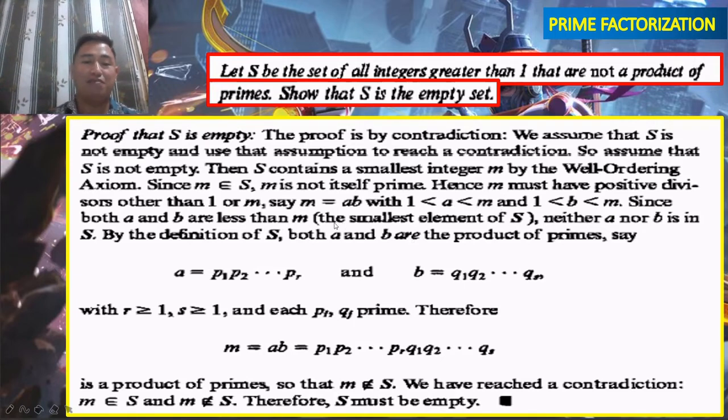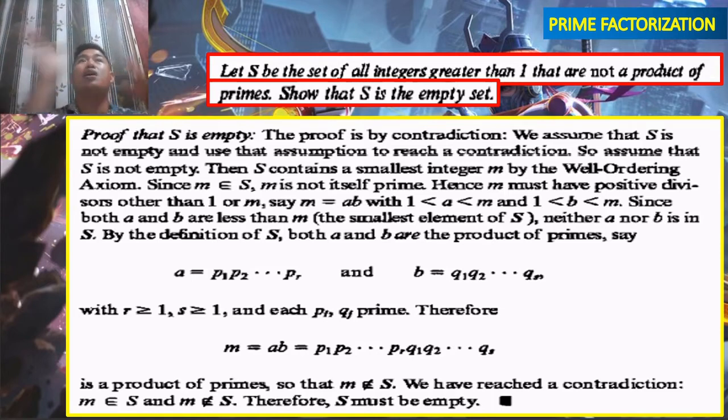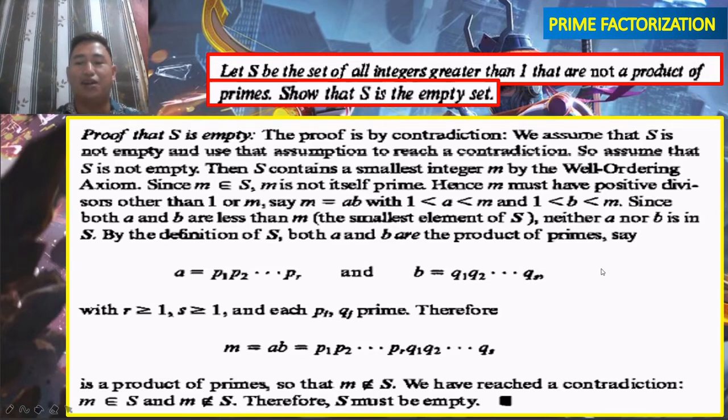The smallest element maning si M kang S. So, ganito mga elements ni S, not a product of primes. Since kana silang duha kay less than man ni M, smallest man si M, neither A nor B is in S. So, wala si A class o si B kang S. So, kung wala ka atong kuan class, not a product of primes, therefore, ang A ug ang B, product of primes. Tama. So, by definition of S, both A and B are product of primes.